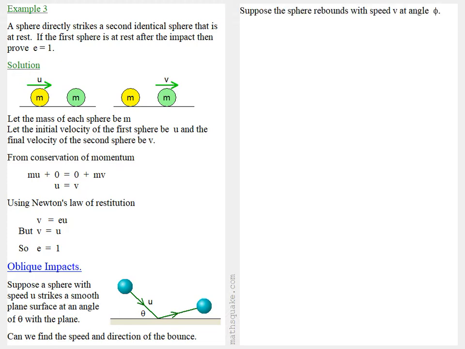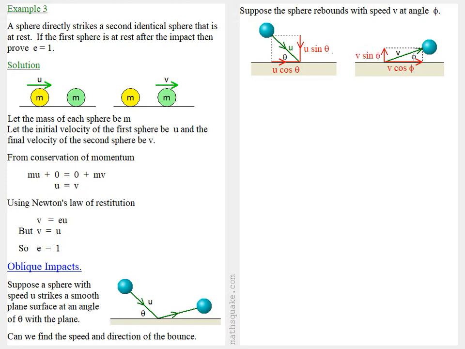Well, let's suppose the sphere rebounds with a speed v at an angle phi. We can draw a diagram showing the components of the velocity u. Before the collision, along the surface we'll have the velocity u cos theta, and perpendicular to the surface we'll have the component u sin theta. After the collision we've got a velocity v at an angle phi, so along the surface we'll have a component v cos phi, and perpendicular to the surface we'll have a component v sin phi.